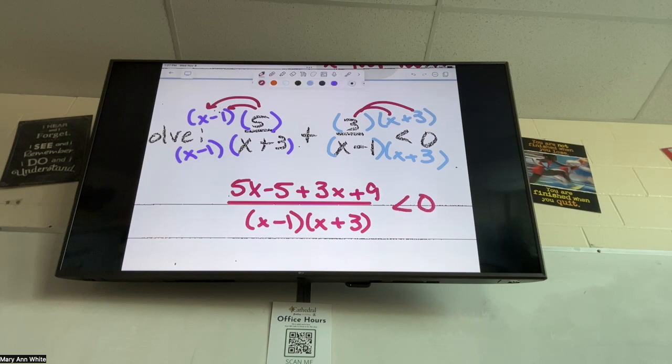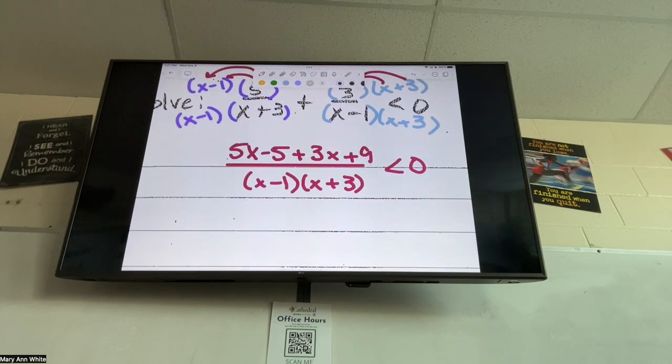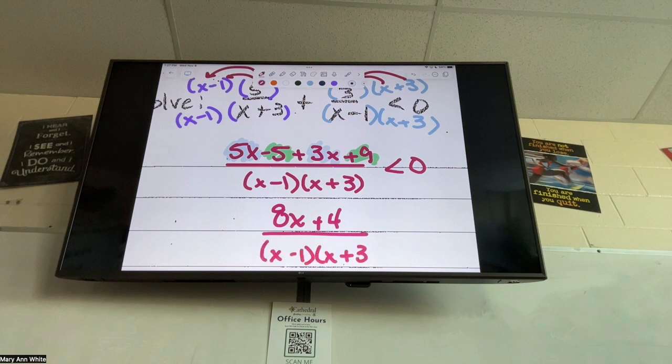And I just want to combine my like terms. I want to take my x's and combine them together. 5x and 3x becomes 8x. And then -5 plus 9 is going to be plus 4. It's all over x minus 1, x plus 3. That part is done. Now we're ready to sketch the graph for this, okay?